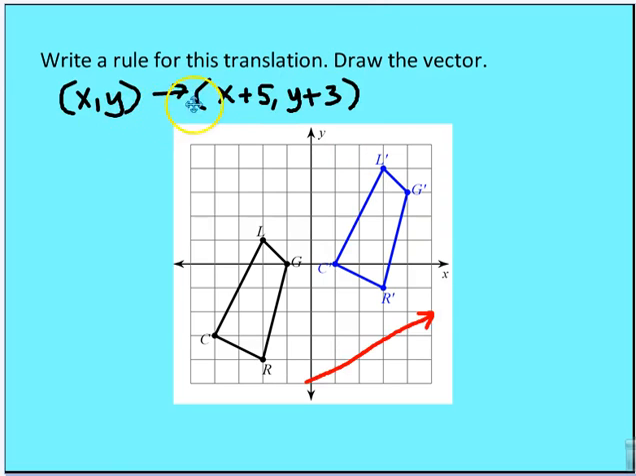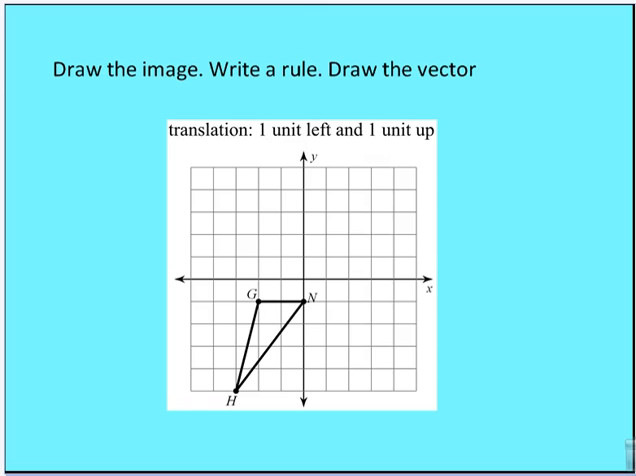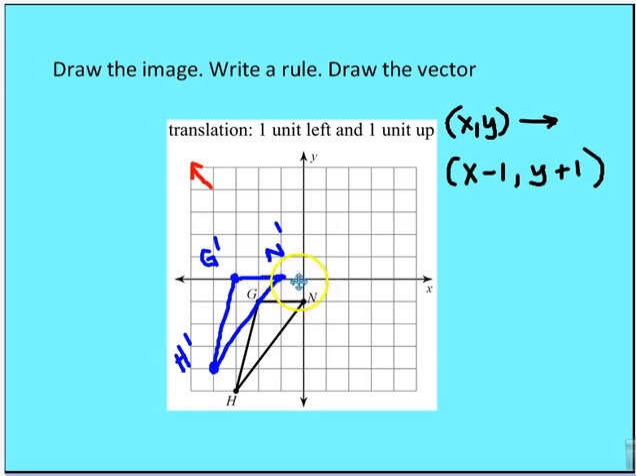All right, so we wrote a rule, x, y becomes x plus 5, y plus 3. I'm going to draw the vector here in this direction. I'm moving 1, 2, 3, 4, 5 units to the right, 2, 3 units up, so x plus 5, y plus 3. All right, I want you to draw the translated image given the command 1 unit left and 1 unit up, and then draw the vector. Okay, so 1 unit up and 1 unit left. So it becomes x minus 1, y plus 1, and here's my vector.